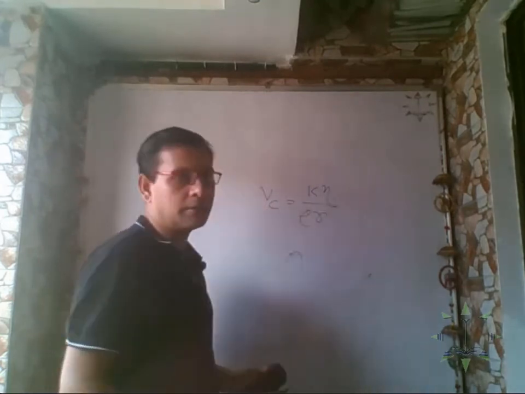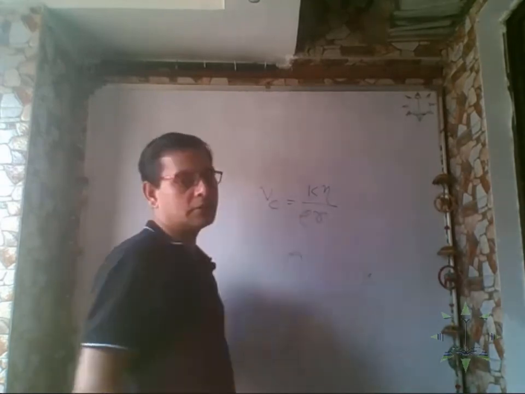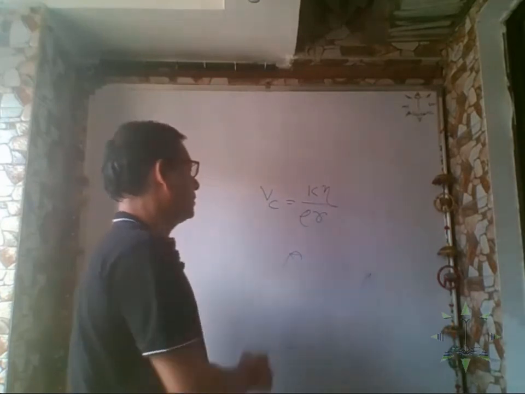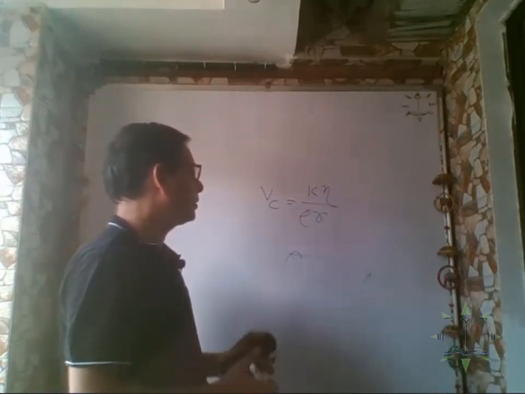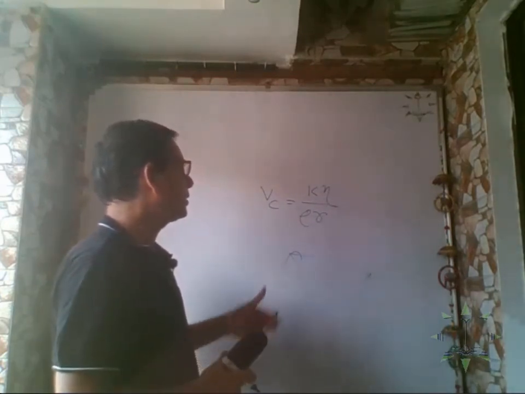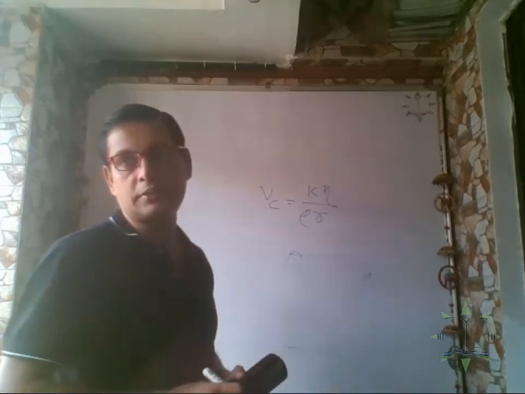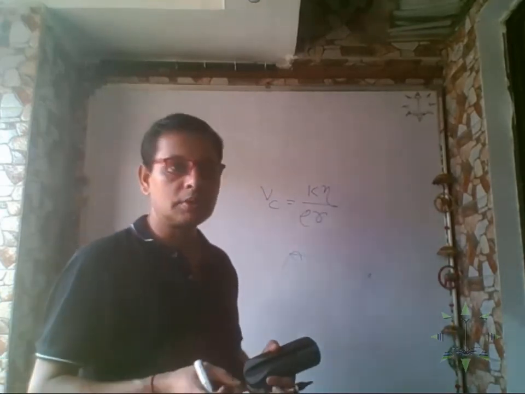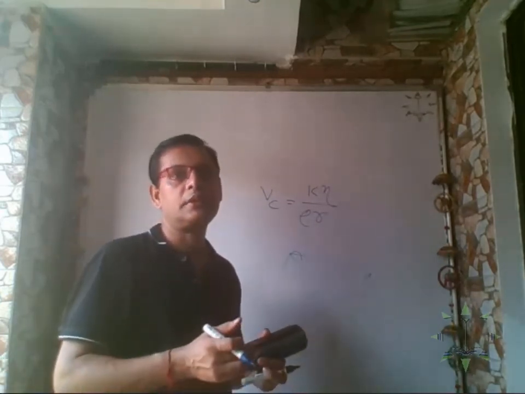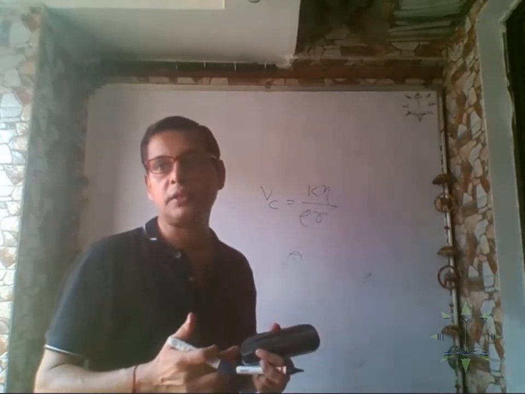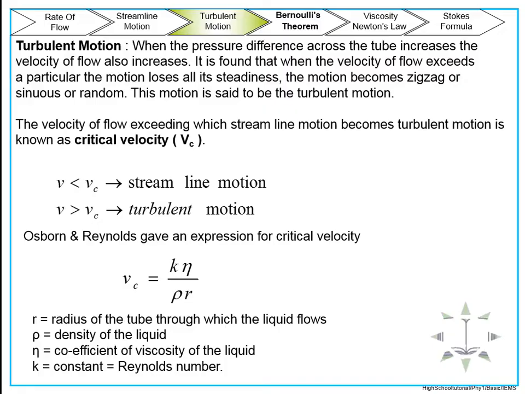K is the Reynolds number, rho is density, eta is coefficient of viscosity. So it is reciprocally related. So if you have a tube of higher radius, there the critical velocity will be less. It means that with small pressure difference, the liquid will lose its steadiness and become turbulent, because the disorder will increase.